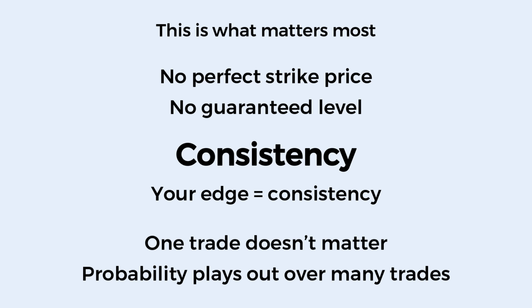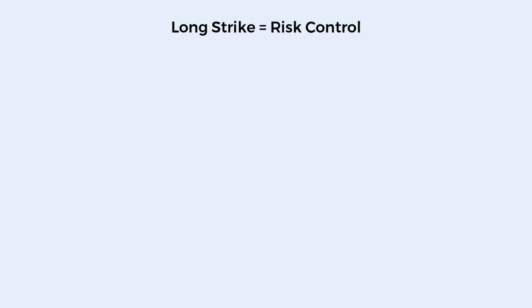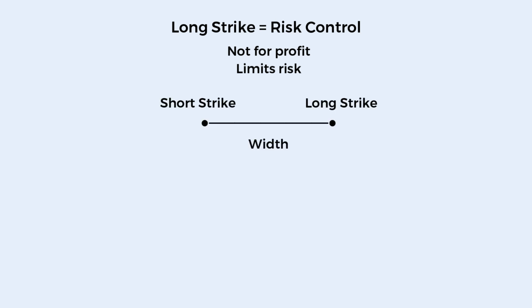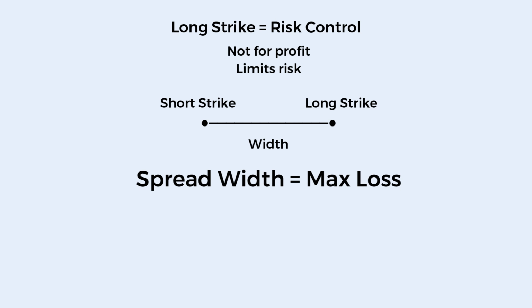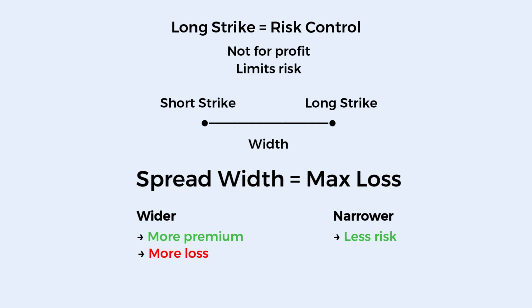Once you've chosen your short strike, the long strike becomes much simpler. Its job is not to generate profit. Its job is to limit your risk. The distance between your short and long strike defines your maximum loss. That's your spread width. Wider spreads bring in more premium, but they also increase your potential loss. Narrower spreads reduce your risk, but also reduce your reward. So again, it comes down to balance.